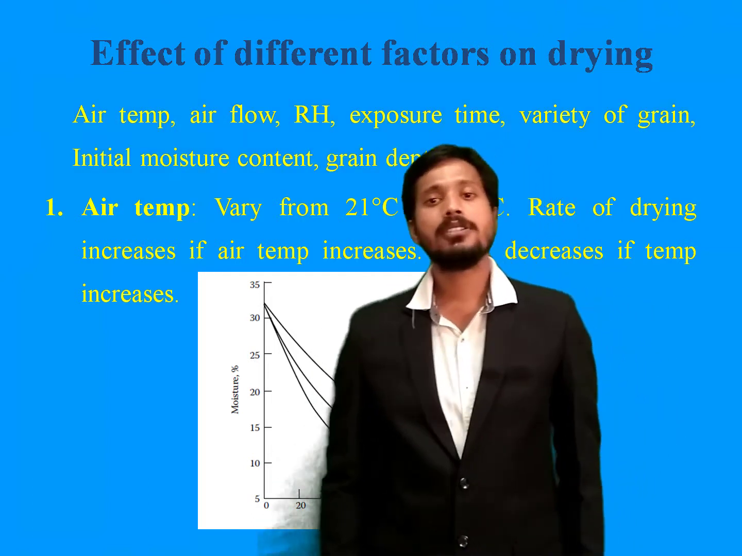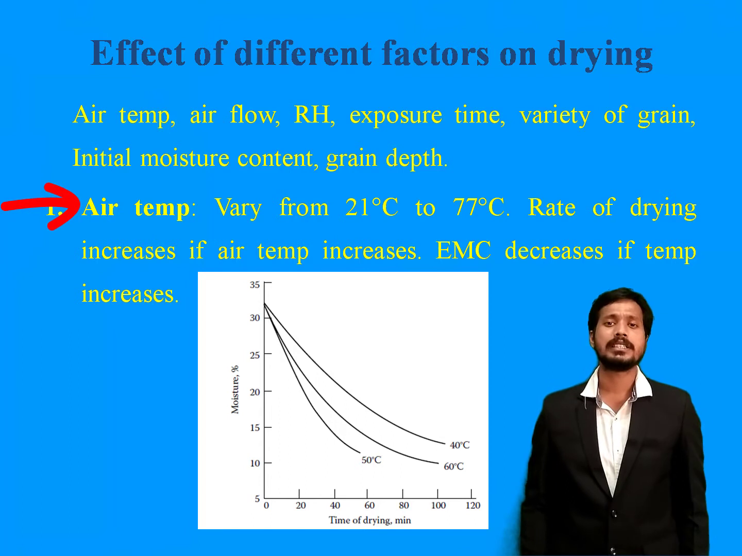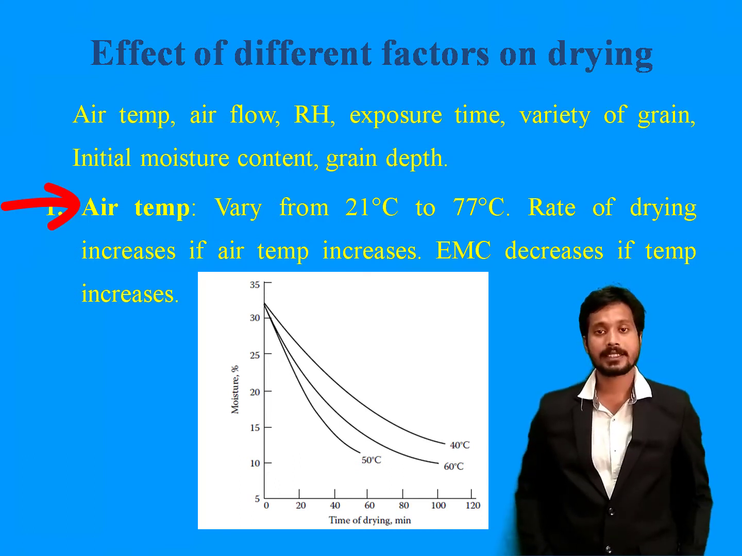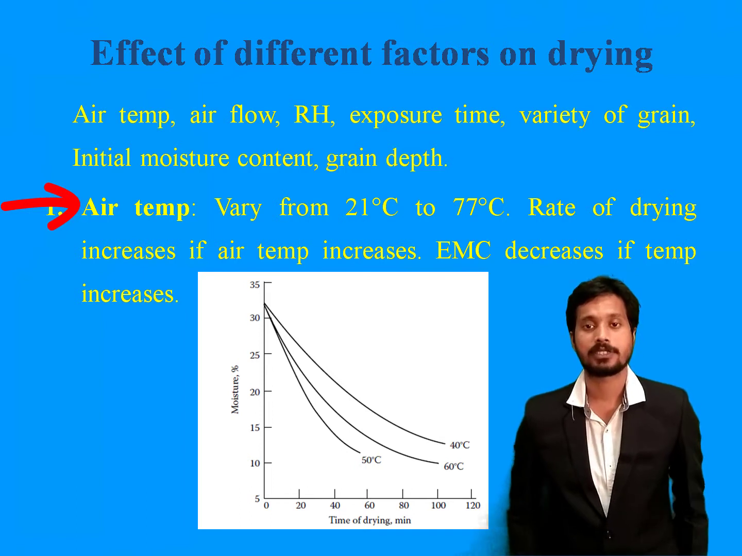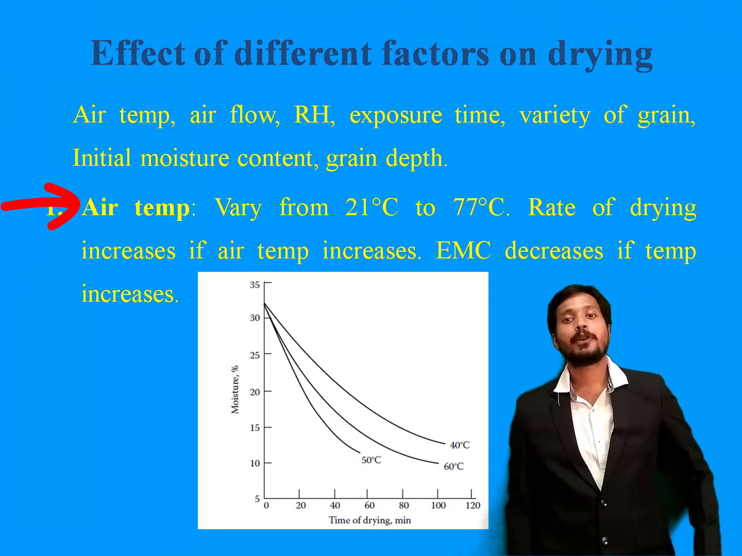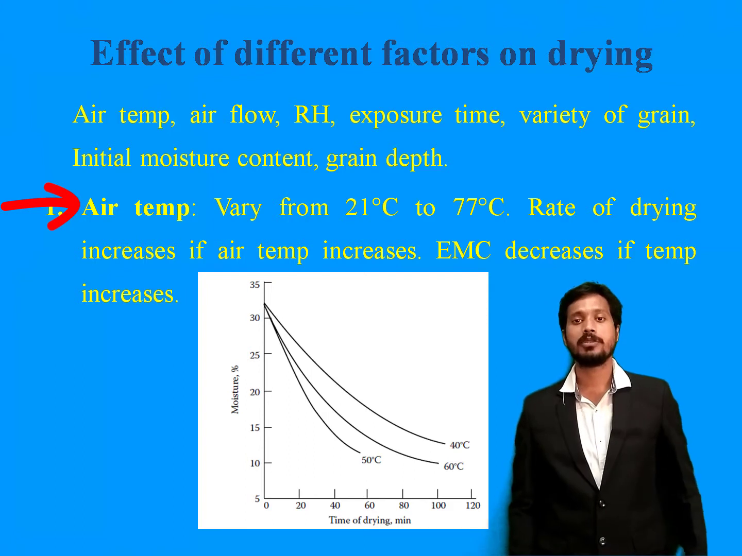Now how does air temperature affect drying? It is very clear that if we increase the air temperature, certainly the drying rate will increase. Here the temperature varies from 21 degrees Celsius to 77 degrees Celsius, and the rate of drying increases as air temperature increases, and equilibrium moisture content decreases if temperature increases. Why? Because if the temperature of air increases, it will collect more moisture from the grain, and the equilibrium moisture content of the product will be reduced.